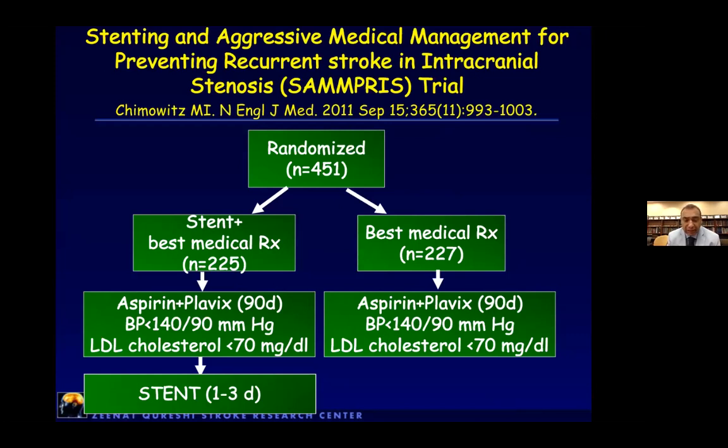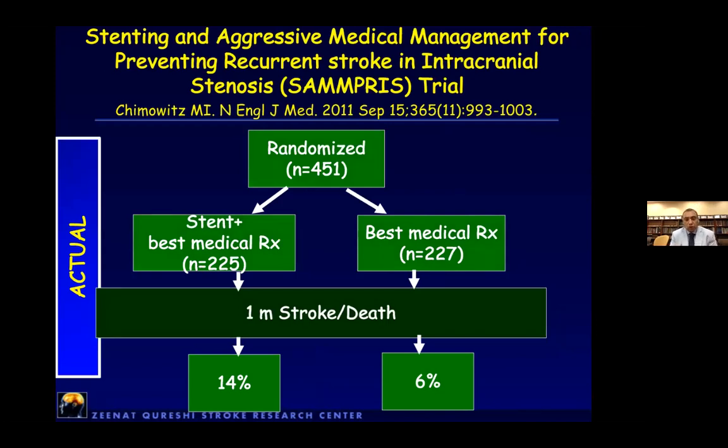Best medical management meant aspirin and Plavix for 90 days, maintaining blood pressure less than 140/90 millimeters of mercury, and a very aggressive LDL cholesterol goal of less than 70 milligrams per deciliter. The group that needed the stent could have it placed within 1 to 3 days after enrollment. So 451 patients were randomized, 225 to stent placement and best medical management, and 227 to best medical management alone.